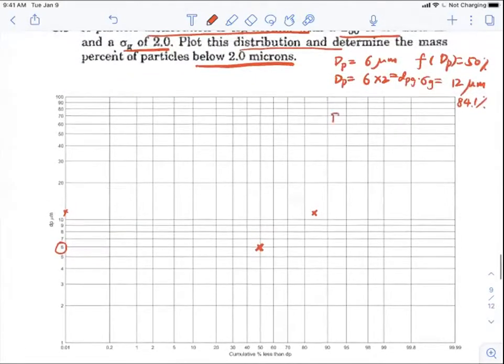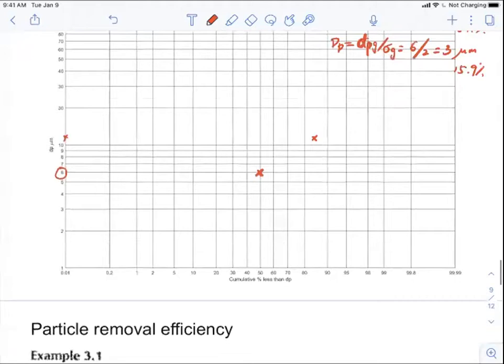And then for dpg divided by sigma g, that's 6 divided by 2, which is equal to 3 micrometers. That's going to have a percentage of 15.9%, right? We just need to look for 3 microns, and 15.9 is here. And this is how we plot the size distribution. We just need to draw a straight line. Okay, so this is a size distribution.